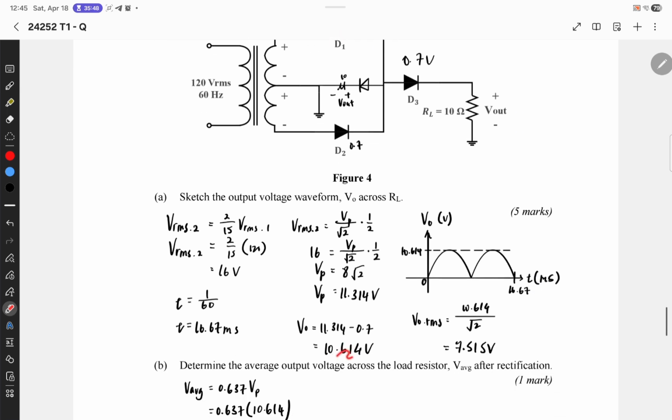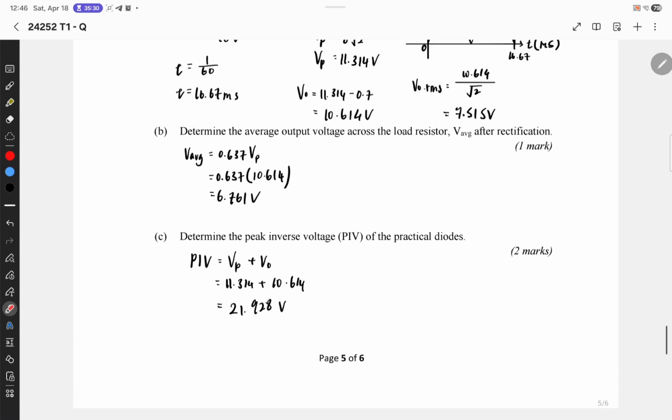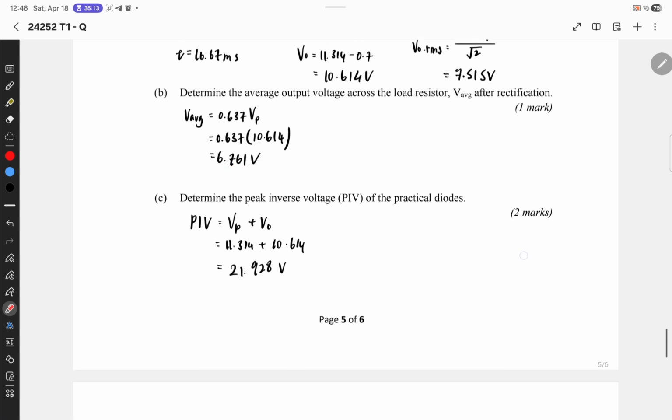So the answer is 10.614 volt. And the V naught RMS will be 7.515 volt. B, determine the average output voltage across the load resistor. So we use 0.637 times 2 V peak. So the answer will be 6.761 volt.